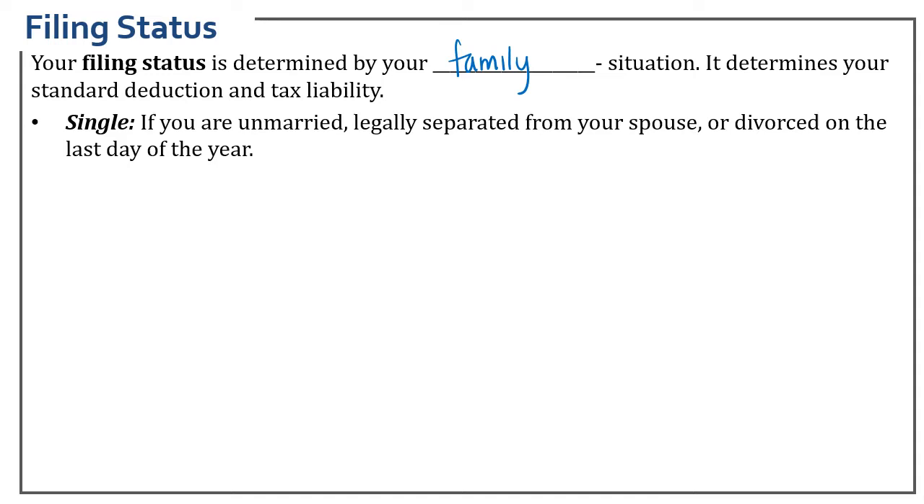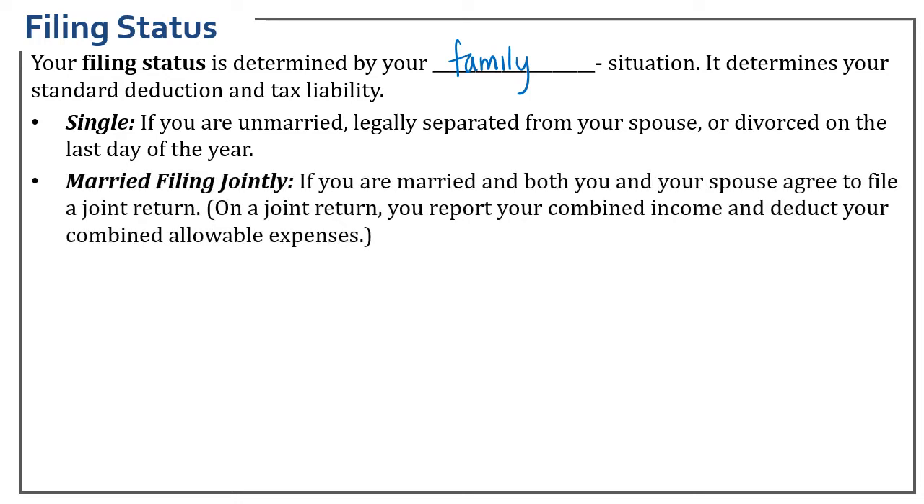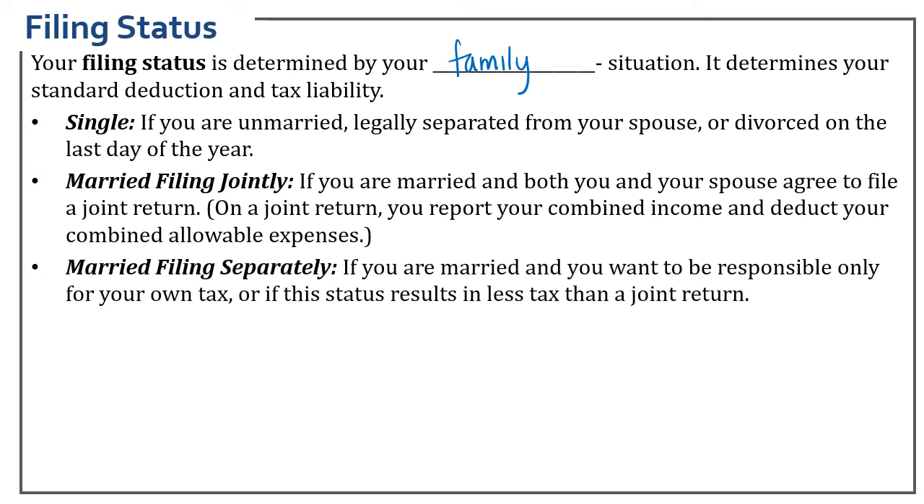You will file as single if you're not married, legally separated from your spouse, or divorced on the last day of the year. You'll be married filing jointly if you're married and both you and your spouse agree to file a joint return. On a joint return, you report your combined income and deduct your combined allowable expenses.